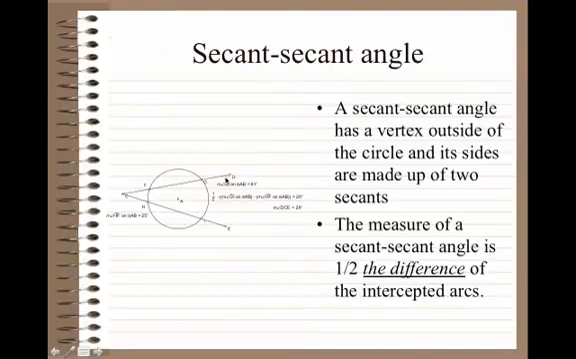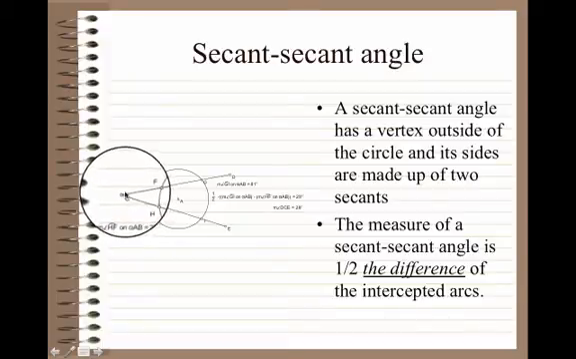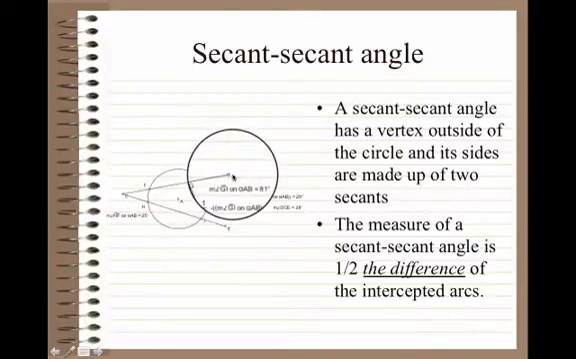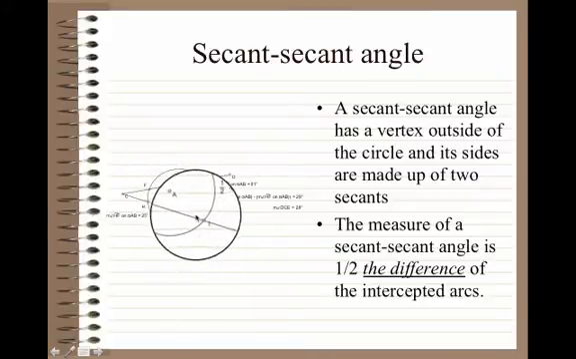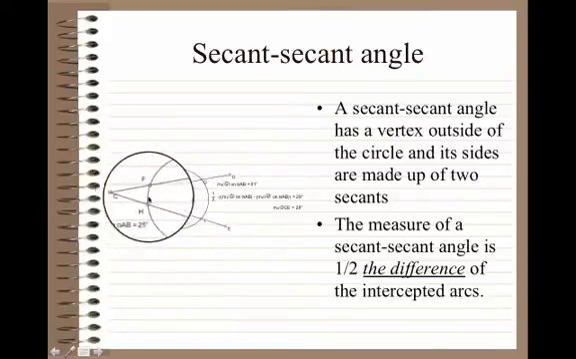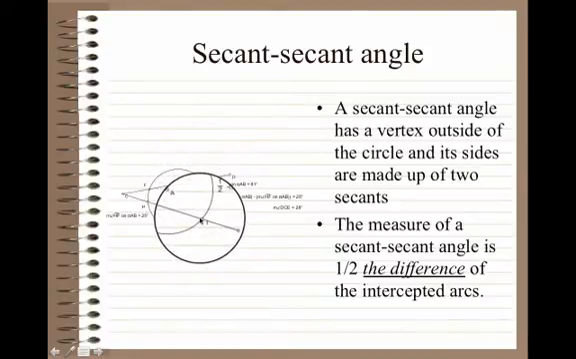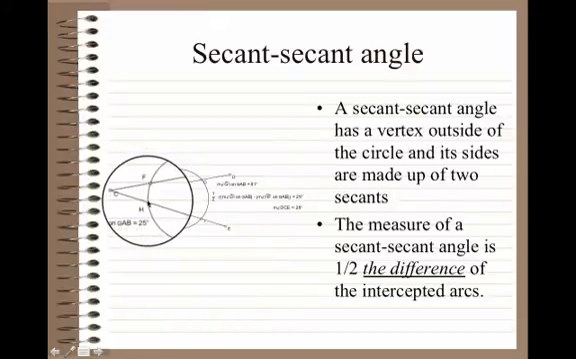A secant-secant angle is made up of two secants. You'll recall from the previous video that a secant is a segment that intercepts a circle in two places. So a secant-secant angle here at C will be made up of secant CG and secant CI. To find the measure of angle C, we simply take half the difference of arc GI minus arc FH.